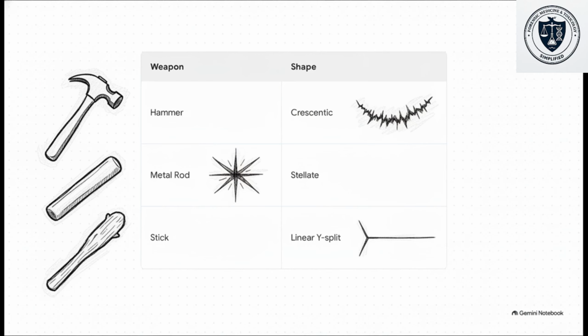What about a blunt, pointed metal rod? Well, that leaves a stellate, or star-shaped wound. And a stick typically leaves a linear laceration with a highly specific split end that looks like a Y. By closely examining those margins, investigators can essentially reverse engineer the exact object the killer was holding in their hand.